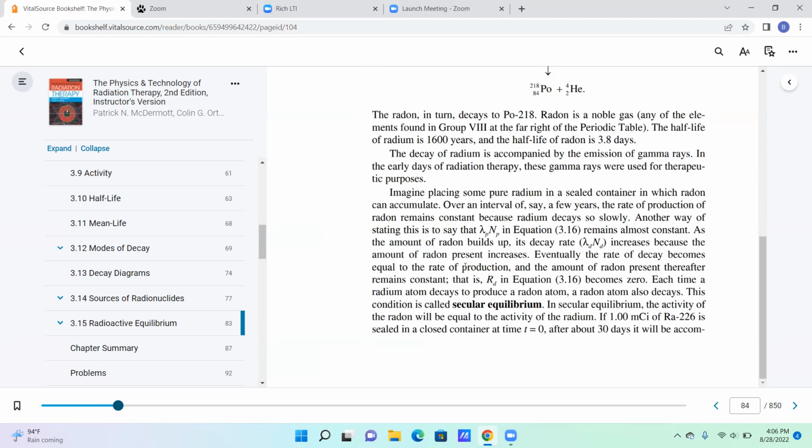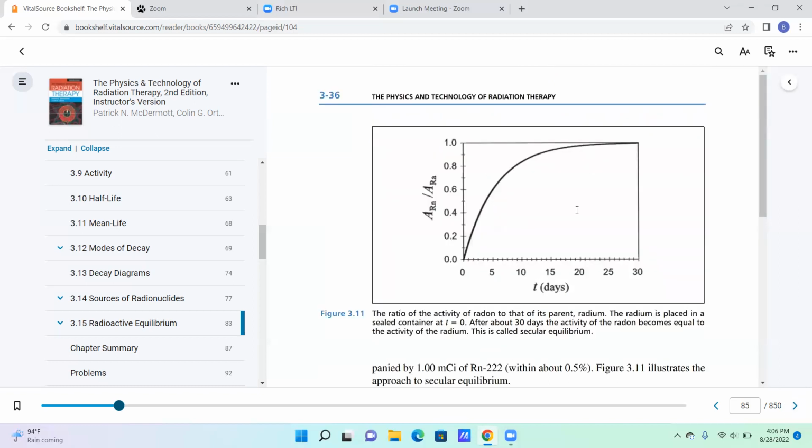Each time a radium atom decays to produce a radon atom, a radon atom also decays. This condition is called secular equilibrium. In secular equilibrium, the activity of the radon will be equal to the activity of the radium. So you can kind of see how the activity ratio of radon and radium eventually becomes close to 1.